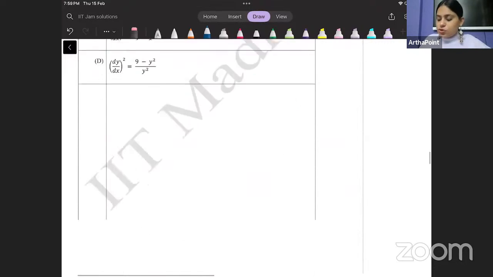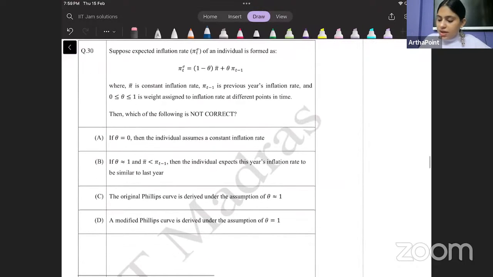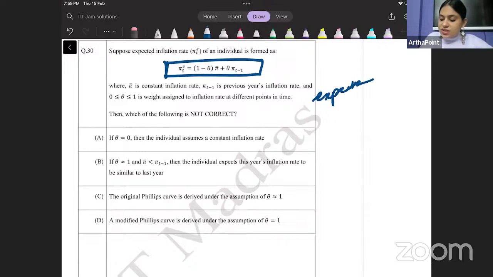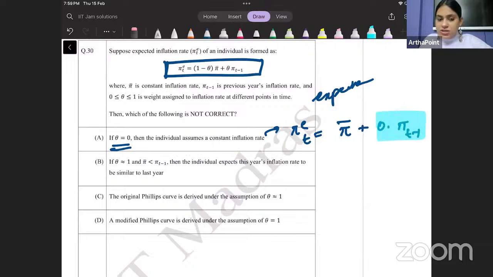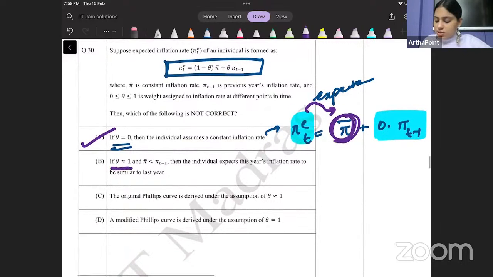Differential equation, one more question, so okay. And this is again a question on your expectation theory. Okay. So it says if theta is 0, then what will happen? If we put theta as 0, then my expected inflation will be pi bar plus 0 into pi t minus 1. It means that I am giving 0 weightage to last year's inflation, and expected inflation is simply a constant value. Okay. So I think this seems to be correct. And then you can just do the other ones.